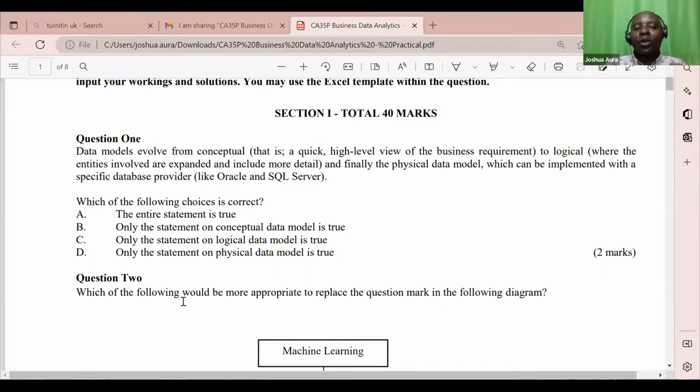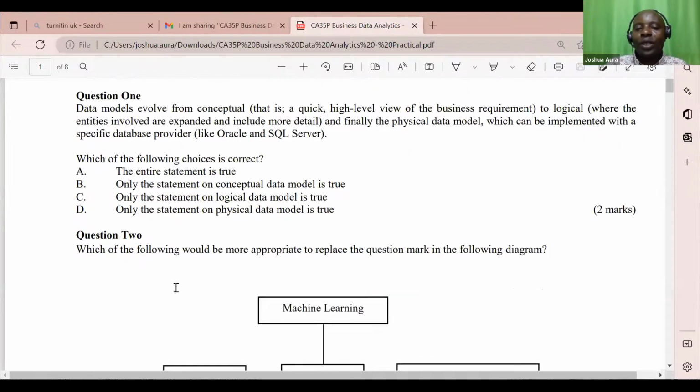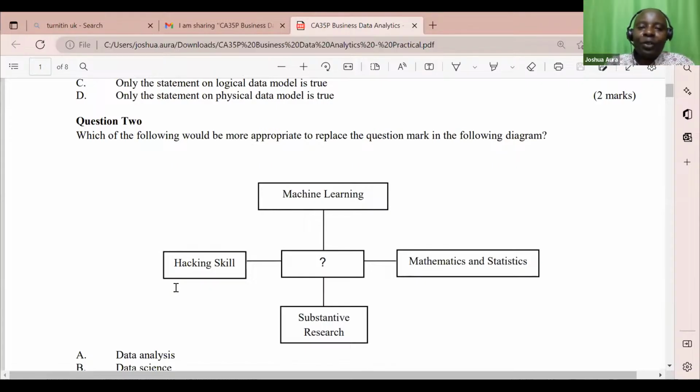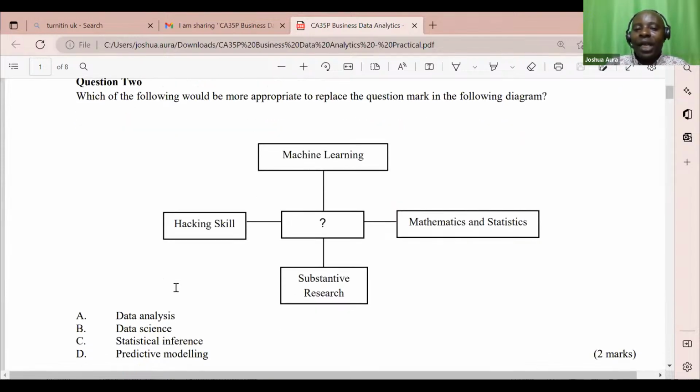Great. So look at question number 2. Which of the following would be more appropriate to replace the question mark in the following diagram? There is a great, beautiful diagram here. We have machine learning, mathematics and statistics, hacking skill, substantive research. In the middle here, we have a question mark. What do you think we should have here?